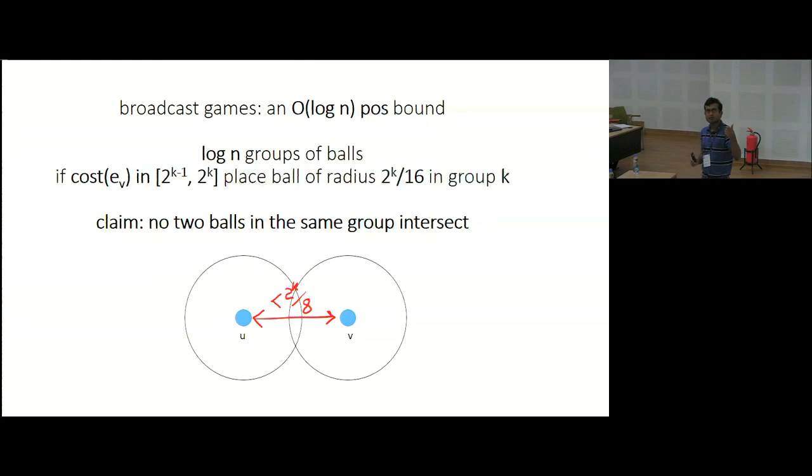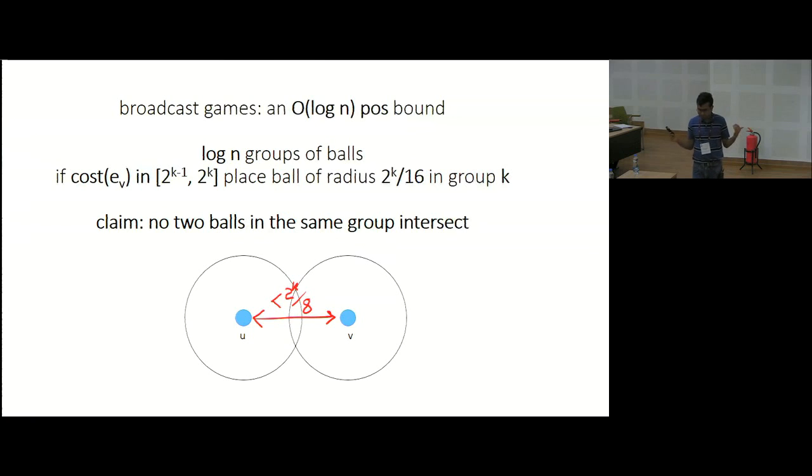So if the cost E of v is in this range between 2 raised to k minus 1 and 2 raised to k, I form these geometric ranges. If the cost of E of v is in this range, I will place a ball of radius 2 raised to k over 16 around that vertex. So alpha for me is some constant. It's maybe 32 or 16 or something like that. If I'm within this geometric range of factor 2, I place a ball of radius 2 raised to k over 16. Is everybody convinced that alpha is just a constant?